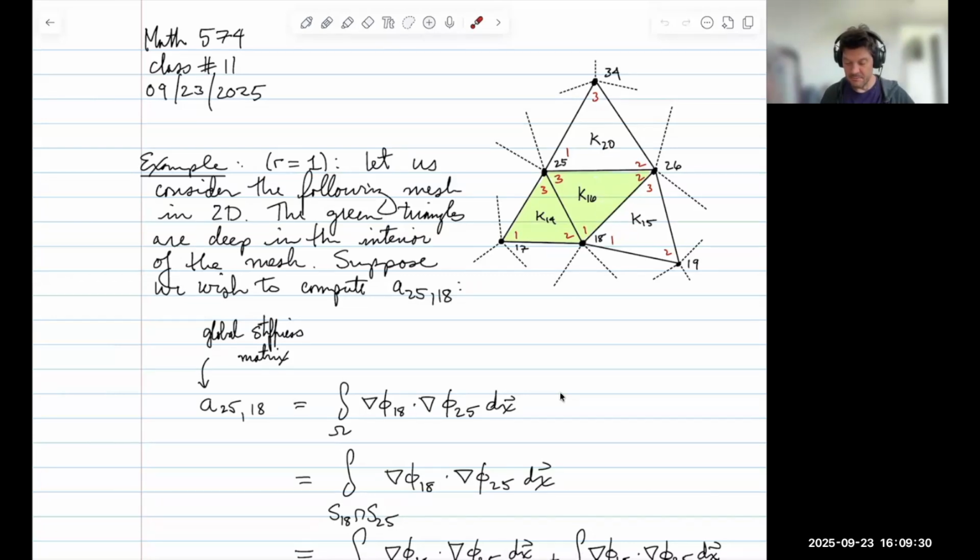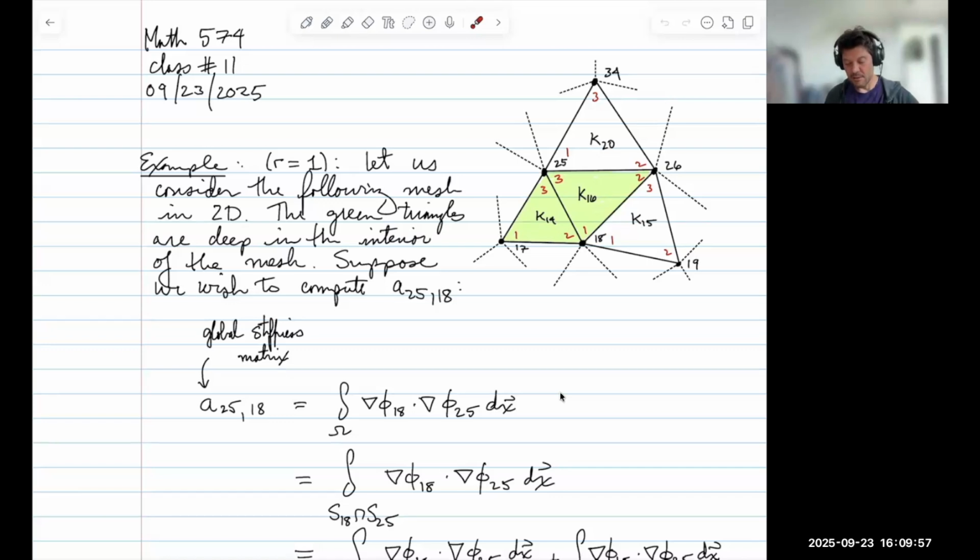We're looking at mainly two triangles in this mesh, but what I want you to think about when you see this mesh is that these two green triangles are far into the interior of the triangulation. It's not near the boundary. They're deep in the interior of the mesh. The reason is that I don't want any one of these nodes, which are touching these green triangles, to be boundary nodes.